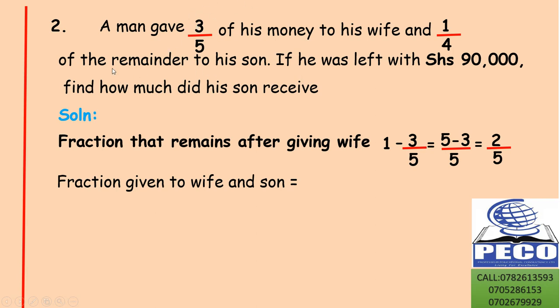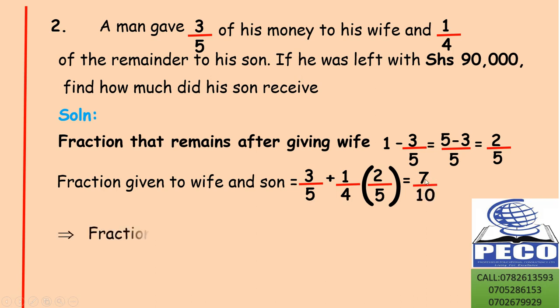wife. Now what happens? For the fraction given to the wife and the son, I'll get the fraction given to the wife, which is 3 out of 5, plus the fraction given to the son, it is very clear here, 1/4 of what remains. Now what remained after giving the wife? Our remainder was 2 out of 5. So when we sum up this, now you can check the computation of this. This is 3 out of 5 plus 2 out of 10. So once you sum up this, you'll definitely come up with 7 out of 10.